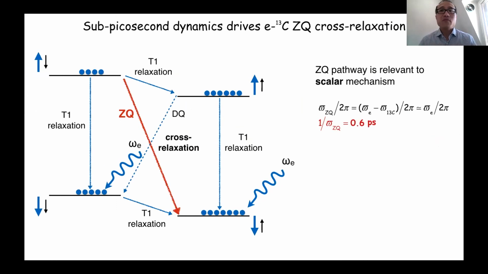But of course, to efficiently drive the electron-carbon zero quantum cross relaxation, we need to fulfill certain time scale or frequency regime. By taking 9.4 Tesla as our experimental parameter, we can derive that the proper dynamics to drive efficient zero quantum transition should be at sub-picosecond time scale. So we would like to understand what is the correct molecular dynamic mode or features that really drives the Overhauser DNP enhancement we observed on the sample.